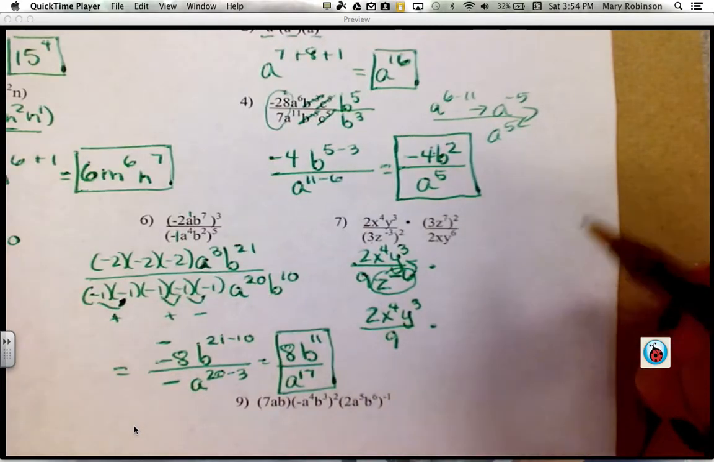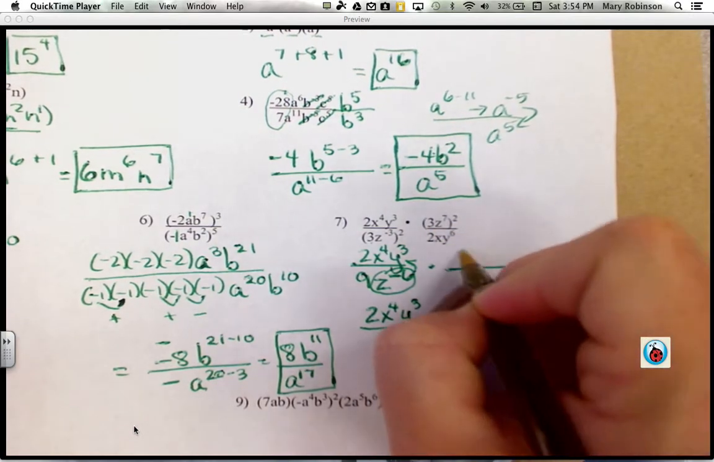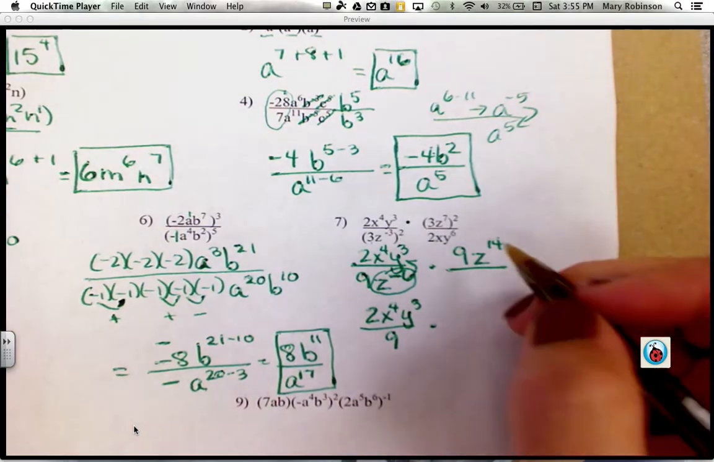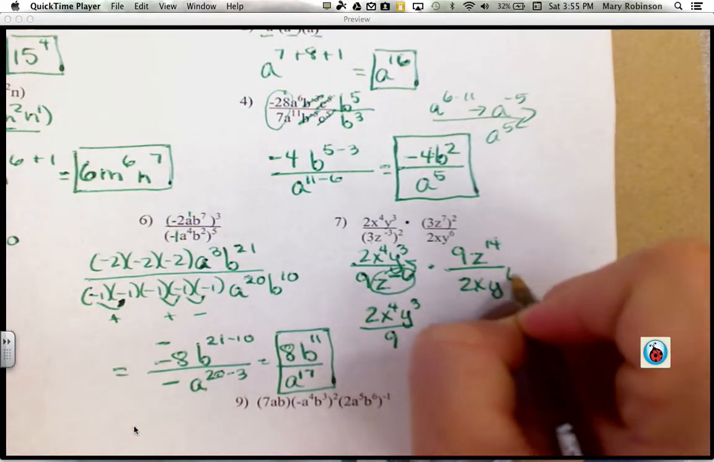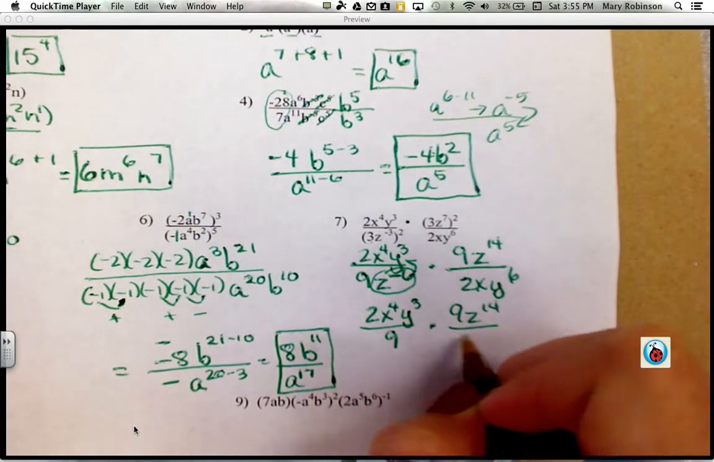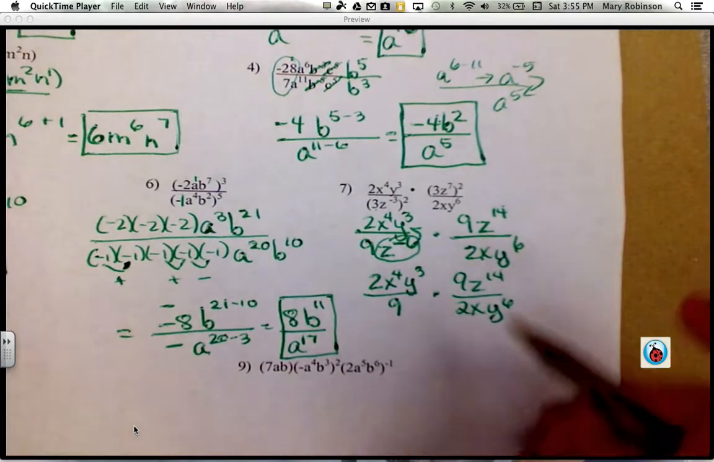Next, I have 3z to the 7th squared. Squaring 3 gives me 9, and then z to the 14th over 2xy to the 6th. So I'm just going to bring this down so I can multiply it by our first quotient.